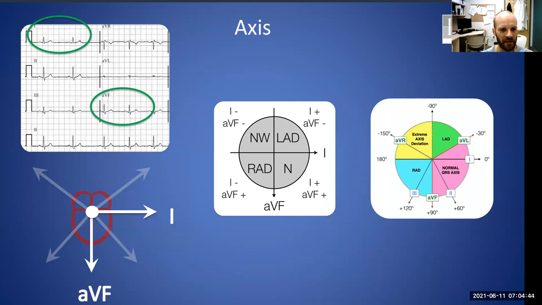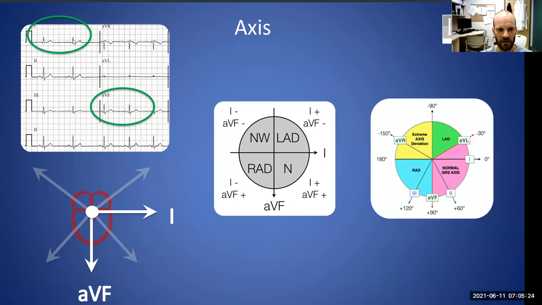When we looked at axis, it represents the average wave of depolarization throughout the ventricles. The easiest way to do that was to look at lead one and look at AVF. We know that our 0 degrees is going straight out eastwards on this plot, and as we go clockwise, we become positive, up to plus 90. As we go more up towards the north, we go anti-clockwise, to negative, down to minus 90. The normal axis is between minus 30 and plus 90.